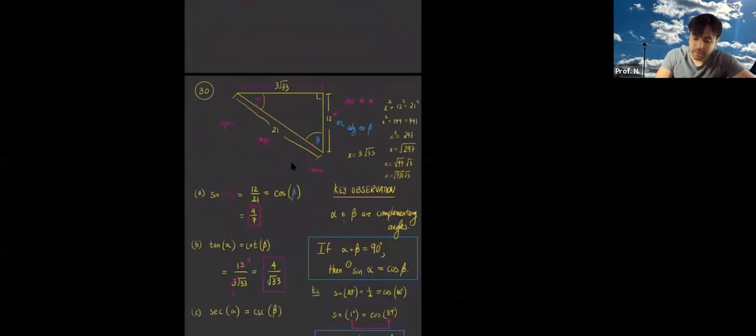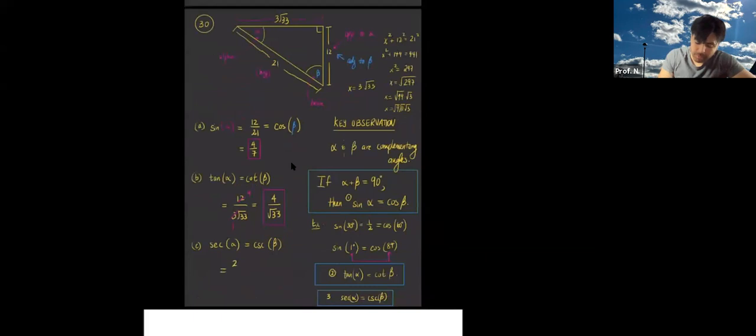So what is secant of alpha? Secant is the hypotenuse over the adjacent side. So once I know cosine, it's exactly the reciprocal of cosine of alpha. So what's cosine of alpha? It's 3 rad 33 over 21. Secant is just the opposite. It's 21 over 3 rad 33, which is the same thing as saying cosecant of beta.